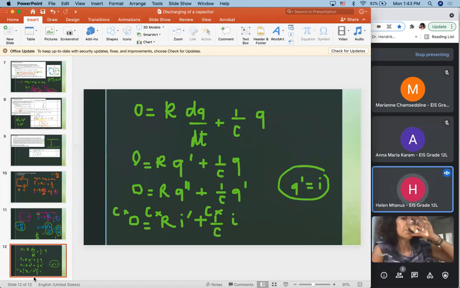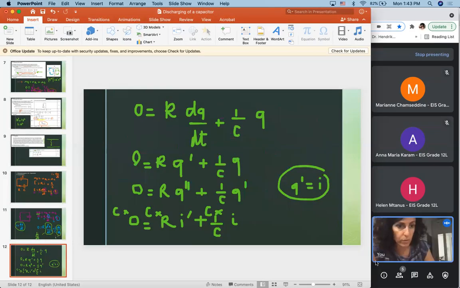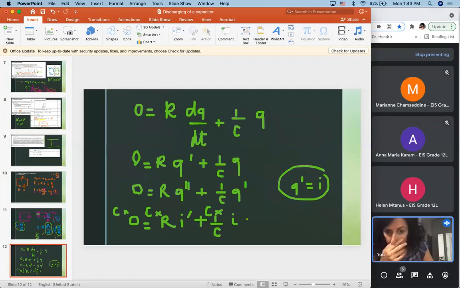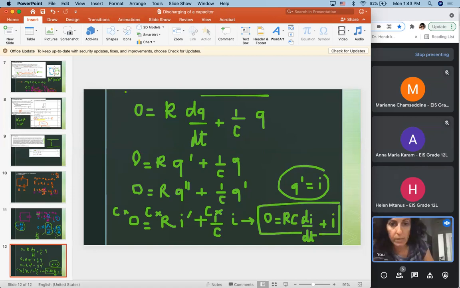If the charge is written in terms of I, how does it look? Sorry, am I still sharing my screen? Yes. Okay, like this. If you want to write it in order: 0 times C is 0, here I have RC, and I prime, which you can leave as I prime or write as DI over DT, then C times 1 over C, plus I. So this is the equation in I. If you want the equation in Q, this is the equation in Q.